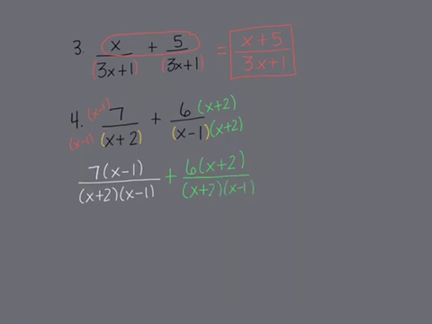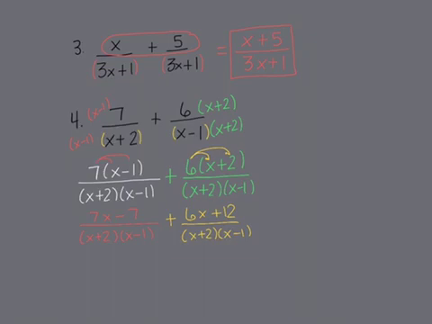So if you're wondering why I'm not canceling out the common terms, like in the first one, the x minus 1s, it's because I just put those in there. So if I canceled them out, I would be right back where I started. So what I'm going to do next is distribute here. So I'll have 7x minus 7 over x plus 2, x minus 1. So we always leave our denominators factored. We're never going to multiply those denominators out. So distributing in the second one, that gives me 6x plus 12 over x plus 2 times x minus 1.